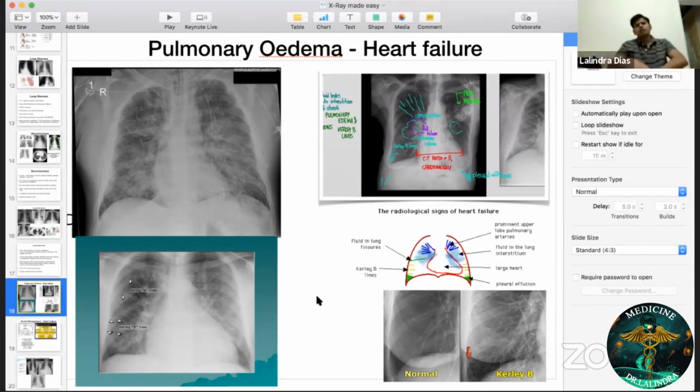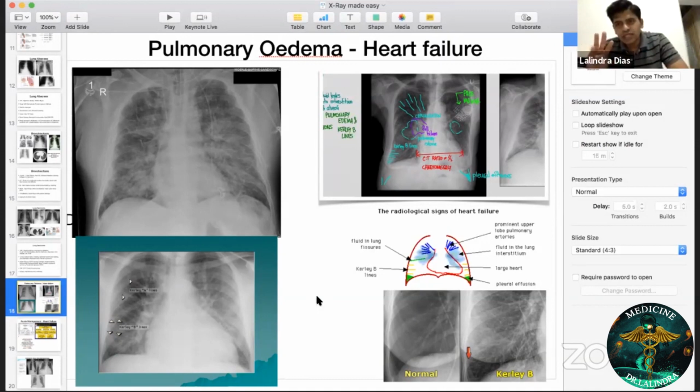So if you have gone through this presentation, that would have been an easier exercise for you all. I uploaded it much earlier. So you need to go through these things, not just participate in this lecture, but you also have to go through these things. So those are called Kerley B lines. That's the third feature in the lung field.